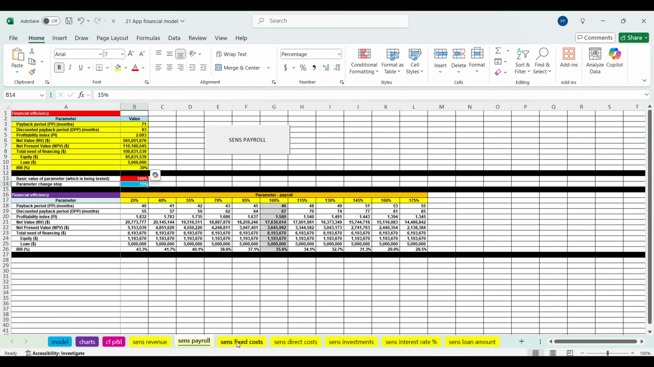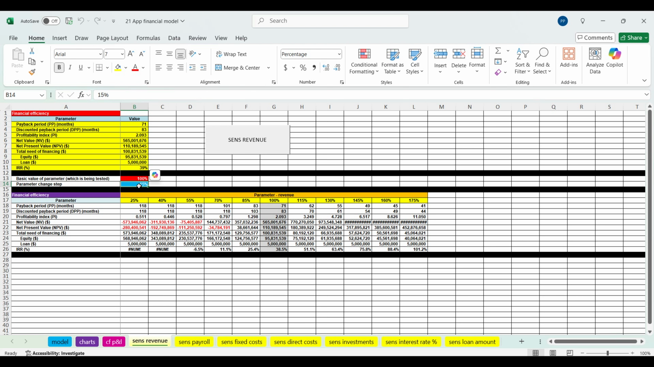So here we have in yellow tabs different stress testing parameters. We've added them to the revenues, payroll, fixed cost, direct cost, investment plan expenses, interest rate, loan amount. So we've added a sensitivity parameter to these inputs. And what you can do, you can press the sense button, and you will be able to see how increasing or decreasing of the revenues to this extent with this amount will affect the financial efficiency.